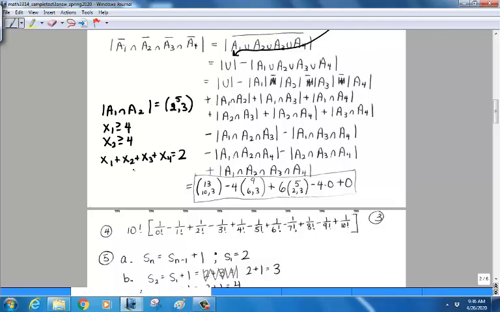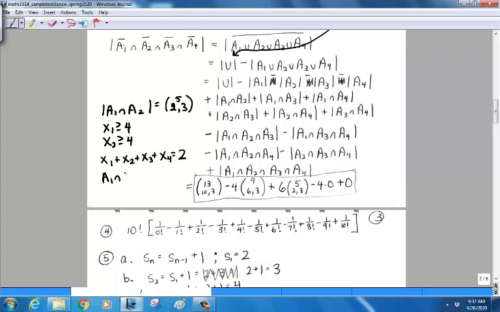But these pairwise intersections all have the same size. So just take this number and multiply it by 6, right? And that would give you the sum of all of these pairwise intersections. Finally, what about intersections of the triples? Let's just look at one of them, A1 intersect A2 intersect A3, right?